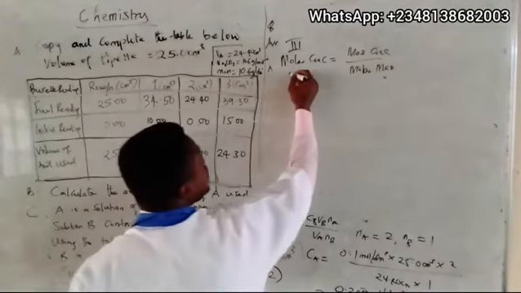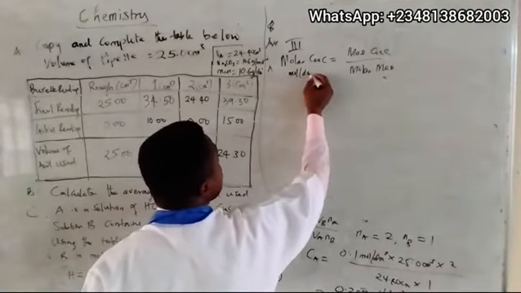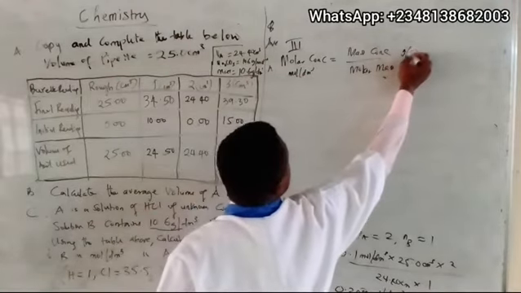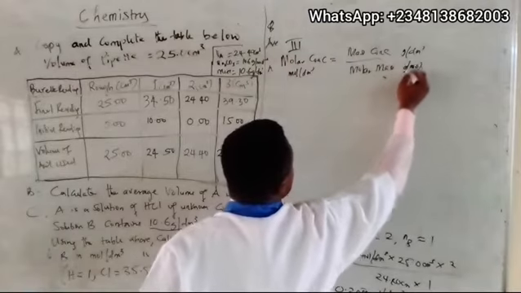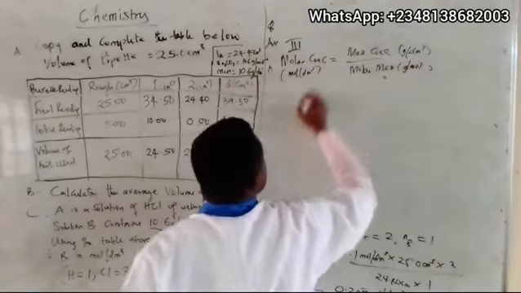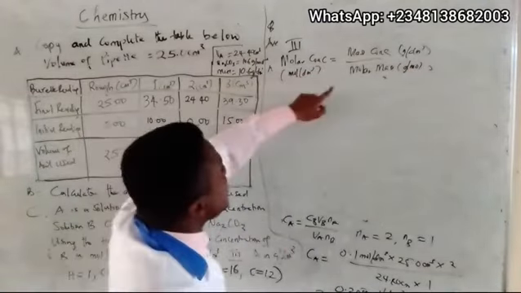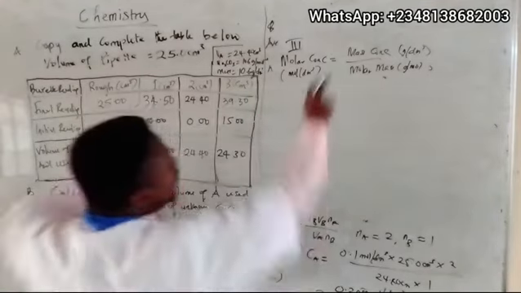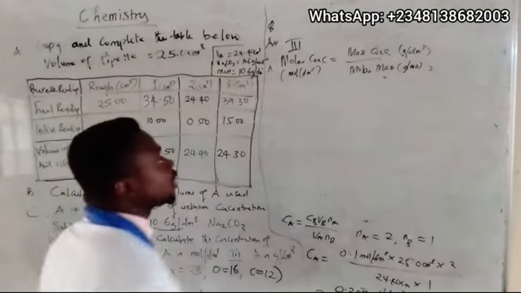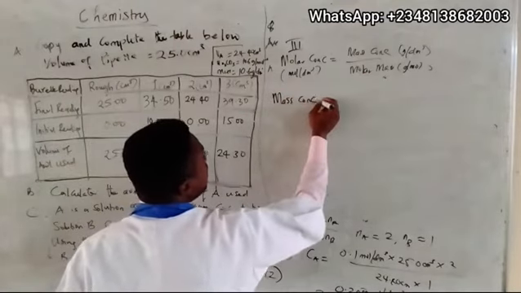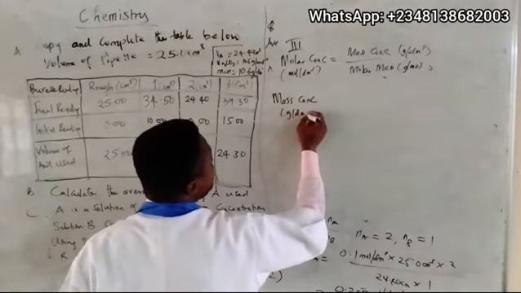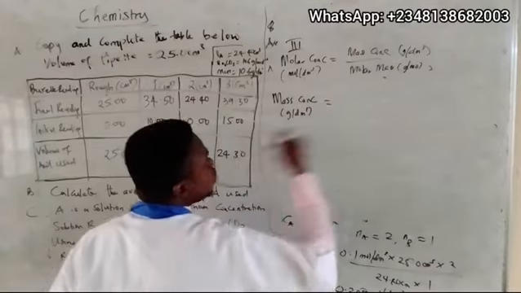Remember, molar concentration is in mole per dm cube, mass concentration is in gram per dm cube, and molar mass is in gram per mole. So with this, we are looking for the mass concentration, so we make mass concentration the subject of the formula. We now have that mass concentration, in gram per dm cube, is now equal to what?